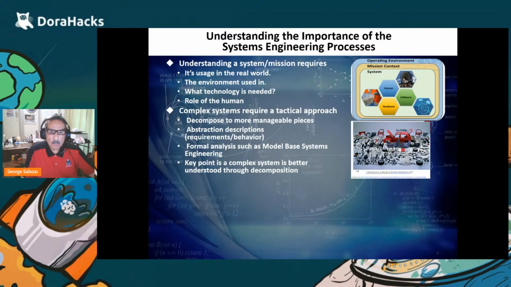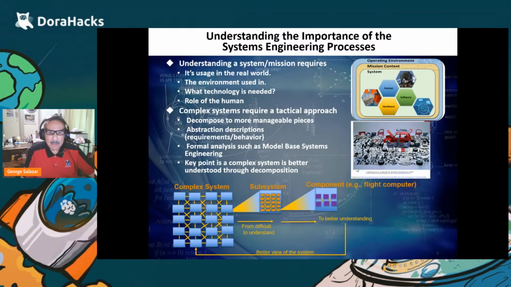But you've got to do formal analysis. And a key point is that when you decompose a system, it's a lot easier to design it, as opposed to trying to design it in what they call a big bang approach, where everything comes together in one chunk and you're hoping for the best in terms of whether it's going to do its job or not.